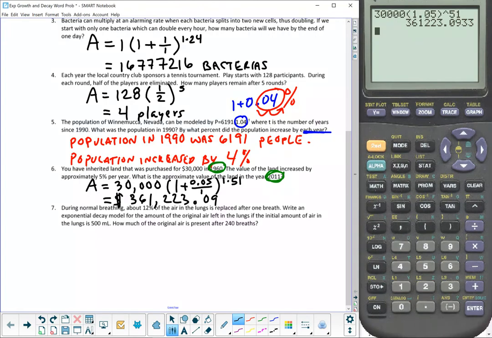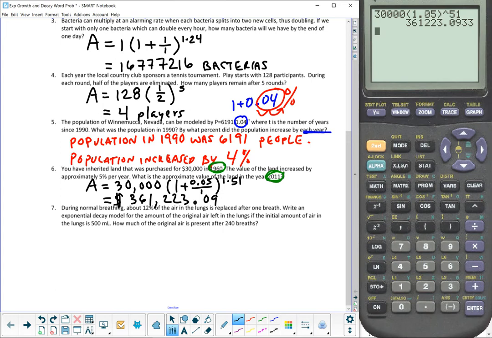Number 7, during normal breathing, about 12% of the air in the lungs is replaced after one breath. Okay. So the number of times this happens is once after every breath. Write an exponential decay model for the amount of original air left in the lungs if the initial amount of air in the lungs is 500 milliliters. Okay. So that model is going to go something like this.